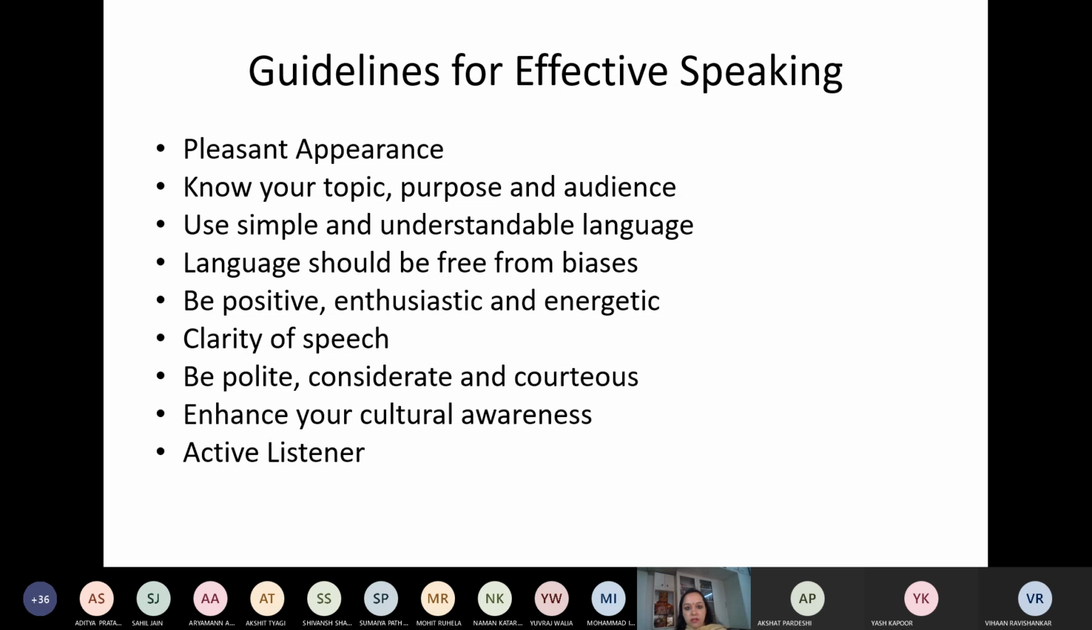Cultural awareness, very important in the professional world. Meetings, video presence, interaction with the clients, interaction with other people, cross-culture communication, sensitivity towards people coming from different cultural backgrounds, and molding or changing your language according to them is very, very important.